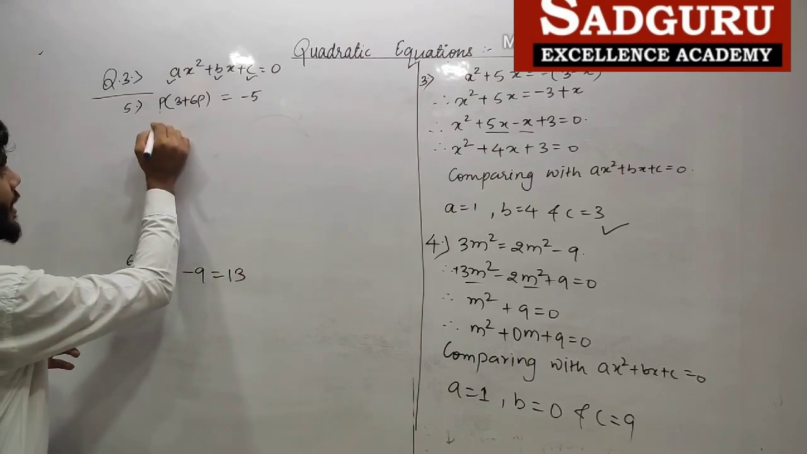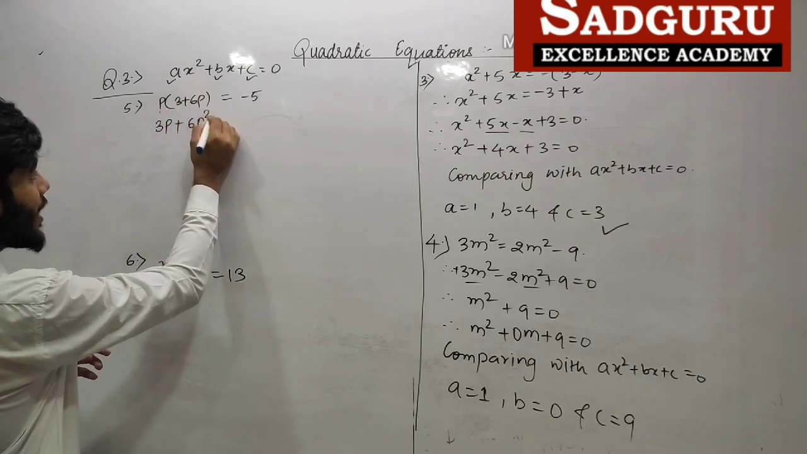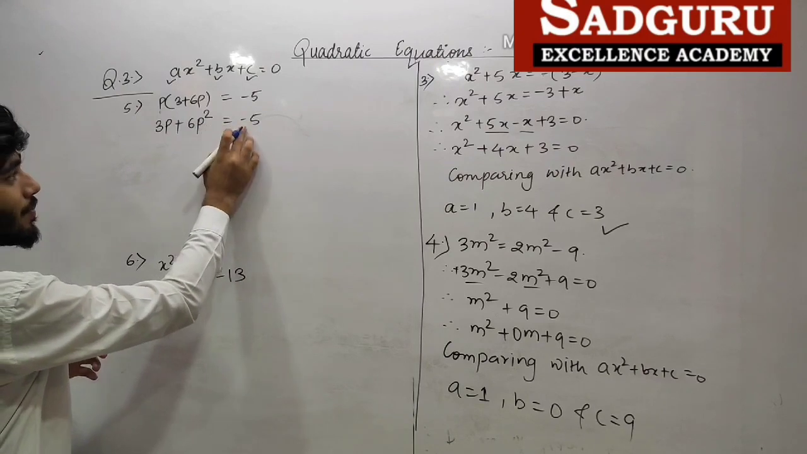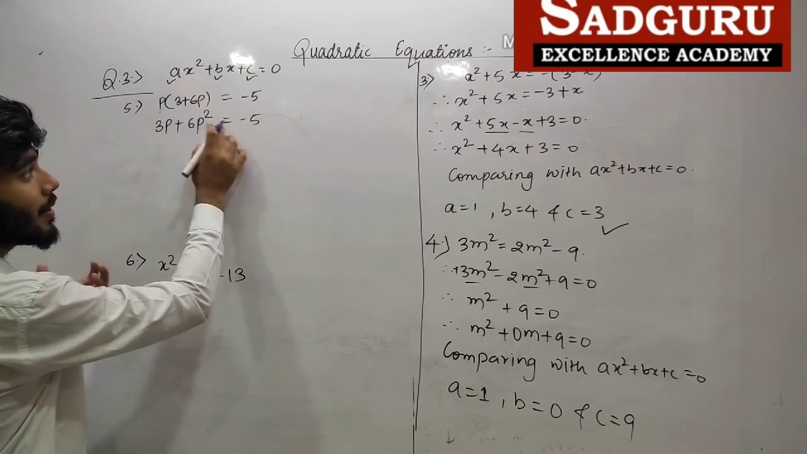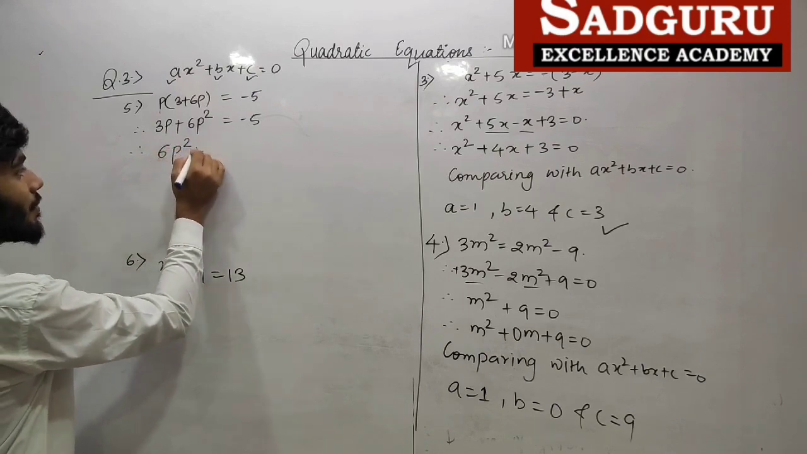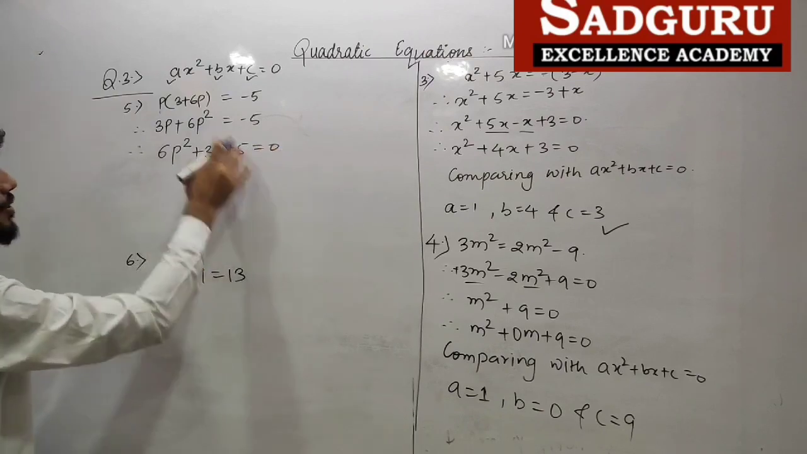So it will get multiplied, it becomes 3p plus 6p into p, it becomes 6p square equals to minus 5. We want to bring minus 5 this side, so this sign will change and minus 5 will become plus 5. So therefore 6p square plus 3p plus 5 equals to 0. Yeah, it looks like the general form.